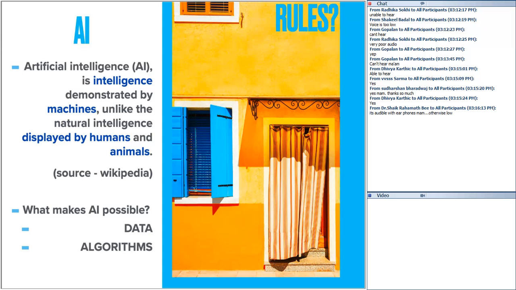If I say, still if there's some problem in audio, can you type in the chat window? Ma'am, they are saying it's audible. Audio is clear. Someone said audio is clear and it's better. Okay, I think for some of the people it's not working.